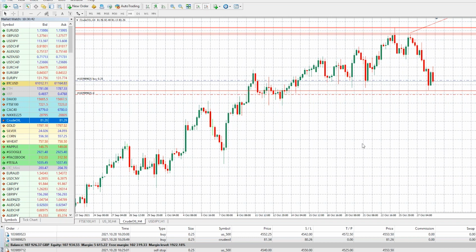Now I went to 4 hour and it gives me a better view of this support level. And so where might I put my take profit here? If I'm scalping and I'm not a long-term trader, I might say I'll take profit at the first resistance level, which would be right about there.